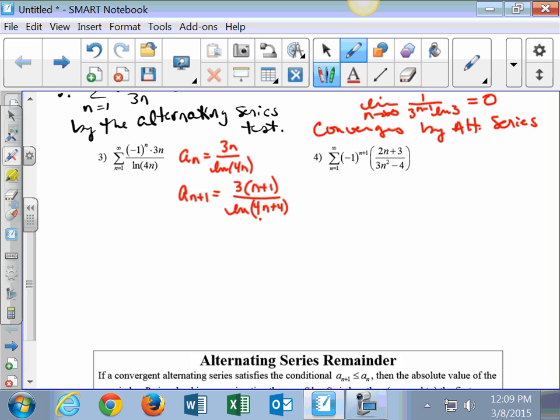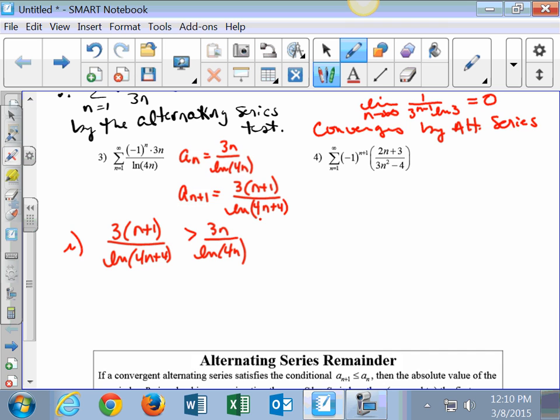So now I'm going to look for the first part. Is my 3 times n plus 1 over natural log of 4 times n plus 1 going to be greater than 3n over natural log of 4n? And this is one that's maybe not as obvious to look at. And remember, what we're testing here is, looking up in the box at the top of the notes, is the series non-increasing? So sometimes, looking at this, if you can figure that out, that's great. But sometimes we need another tool.